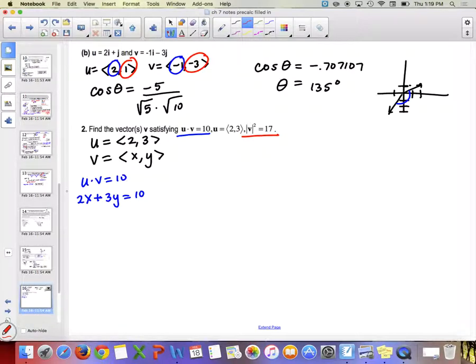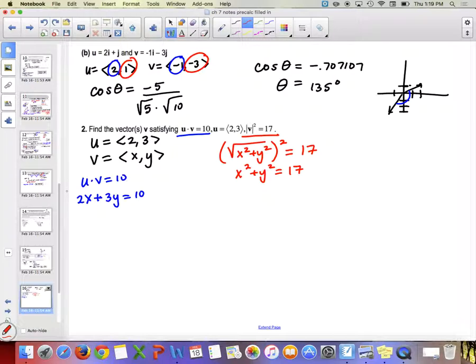Okay, so the magnitude of v is going to be x squared plus y squared under a square root. So it's saying if we square that, we get 17. So in other words, we have x squared plus y squared is equal to 17. And you guys totally know how to do this. It's just been a long time. We did this in Algebra 2. It was solving systems of nonlinear equations, right?